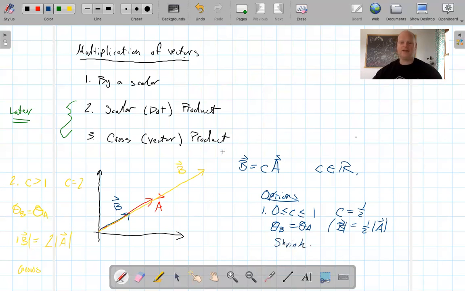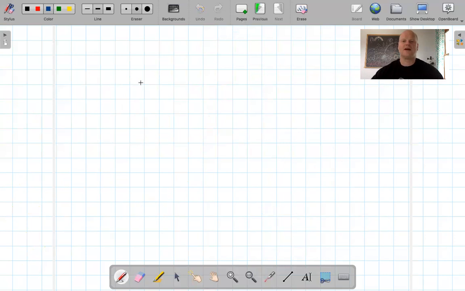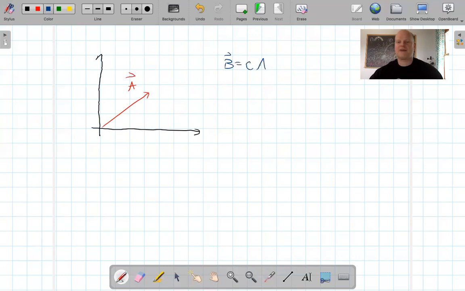Now, the third option is, of course, if C is actually negative. So let me redraw. Again, let me draw vector A. Here's vector A, and now let's look at vector B. B, again, is equal to C times vector A. But now for option number 3, and I'll draw that in green since I haven't done green yet, let's say C is less than 0. So C is some sort of negative quantity. For example, let's say C is equal to -2. So what happens in this case?